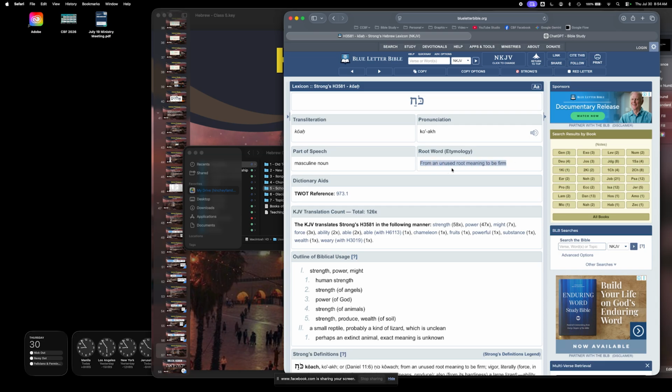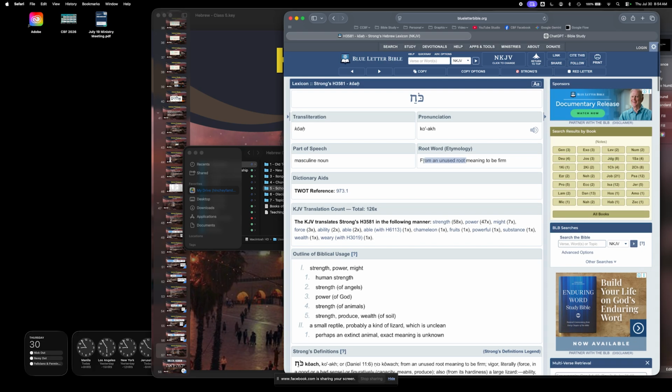So what they're saying by unused root, meaning that, okay, mind you, what is this? Is this a verb or a noun? It says noun. What do almost always nouns come from? There are rare exceptions like hand. We saw hand was a noun. It doesn't have a verb as a root. But almost always nouns come from verbs. So if this is a noun, it comes from a verb. When it says an unused root, it means that the root word this comes from is not used in the Bible.